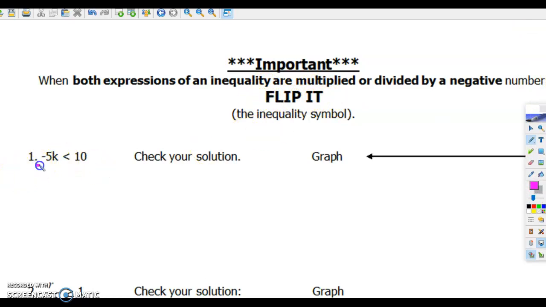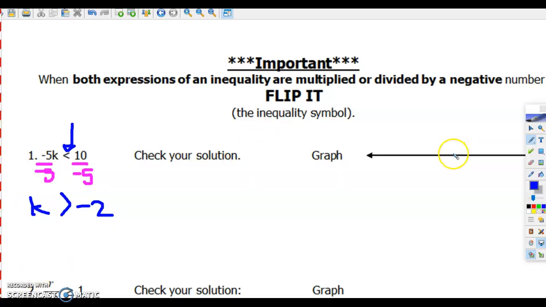So to solve this, we would divide both sides by a -5, just like we would an equation. But when that happens, our sign in the middle gets flipped. So instead of a less than, it becomes a greater than sign. And I have k is greater than -2. Okay, so that was the big change. We flipped the sign in the middle.